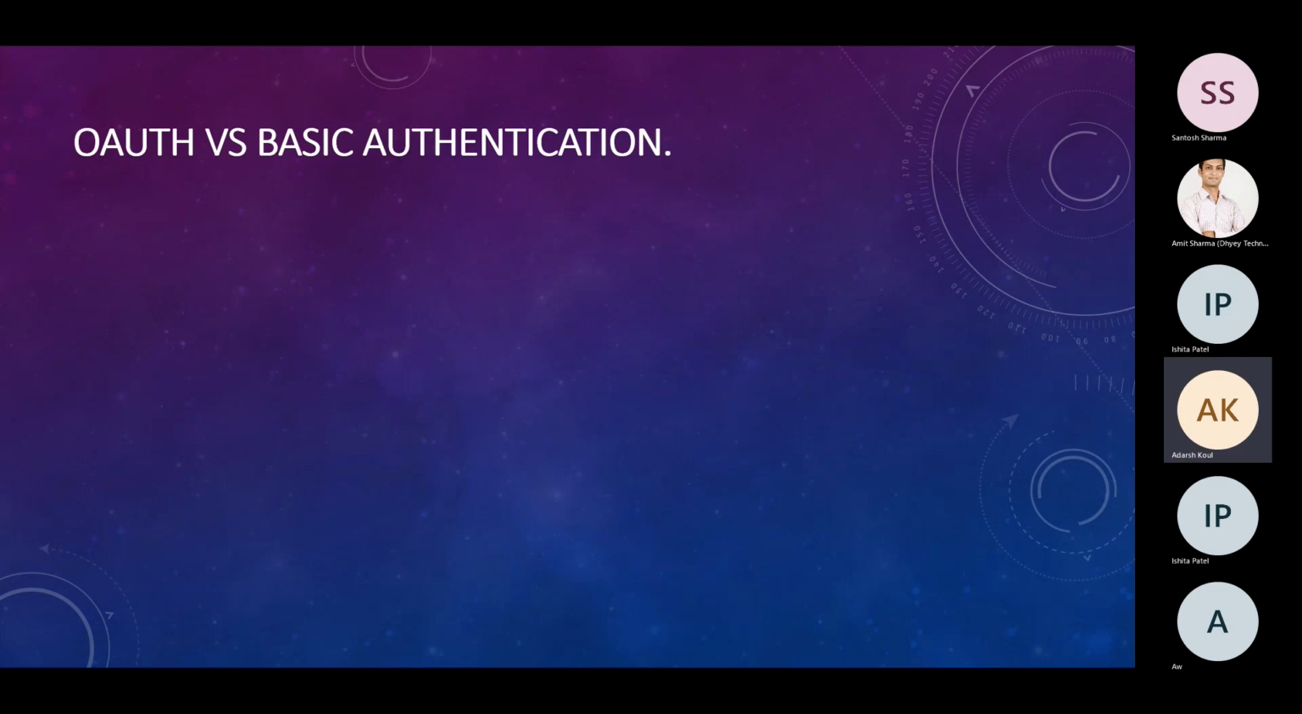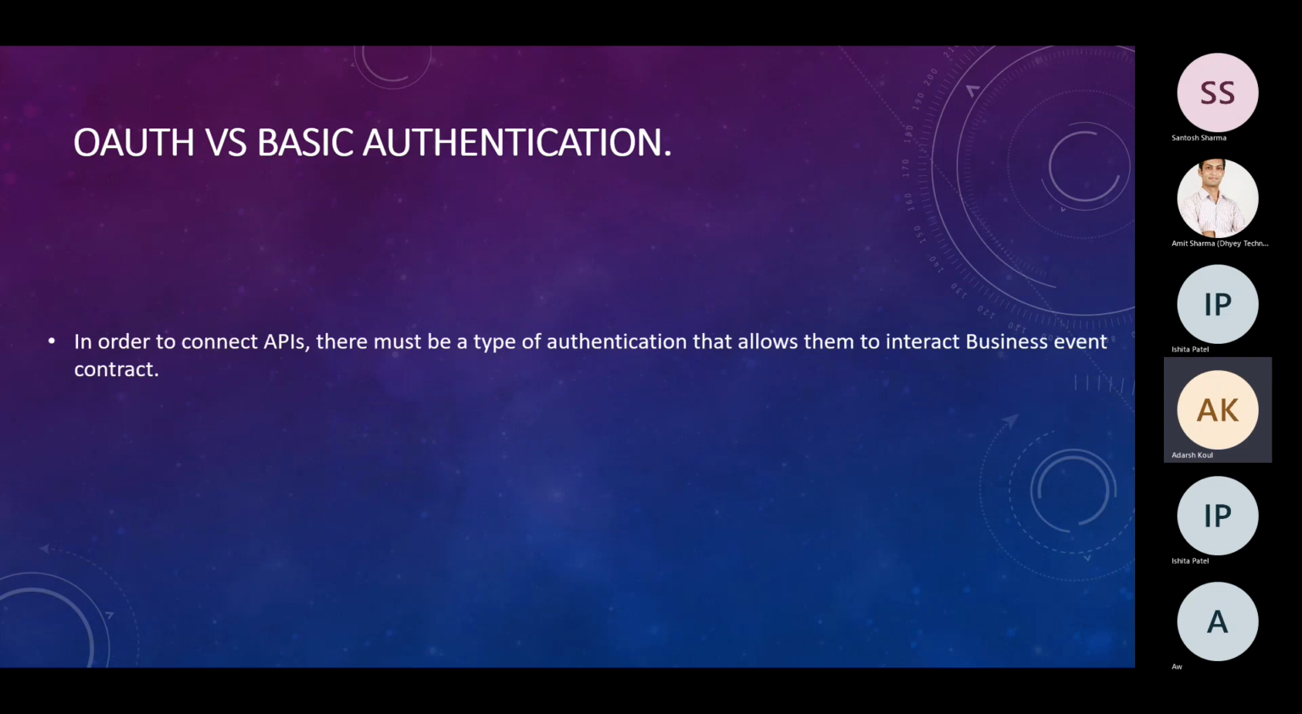So let's move to our next topic, that is OAuth authentication versus basic authentication. In order to connect APIs, there must be a type of authentication that allows them to interact. Business Central has two ways of authentication: basic authentication and OAuth authentication. However, on cloud-based versions, basic authentication is deprecated with version BC20 onwards.